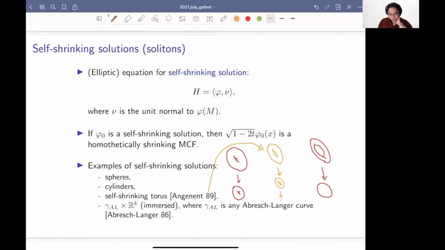And so these three examples, sphere, cylinder, and torus, are embedded. There are also immersed examples. So for example, a curve like this is one of the Abresch-Langer curves in R2, it's immersed. There are more curves with other symmetries, sort of with more petals. And of course, we can also construct higher dimensional immersed examples simply by taking the product of these curves with R^k. Okay, so some examples.